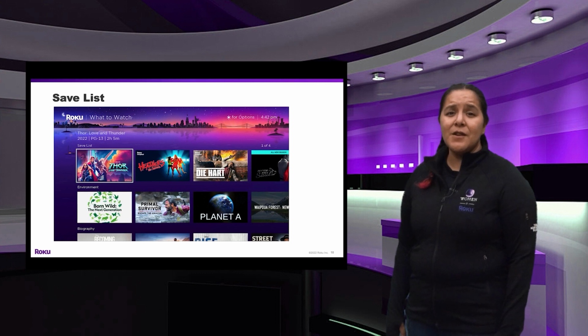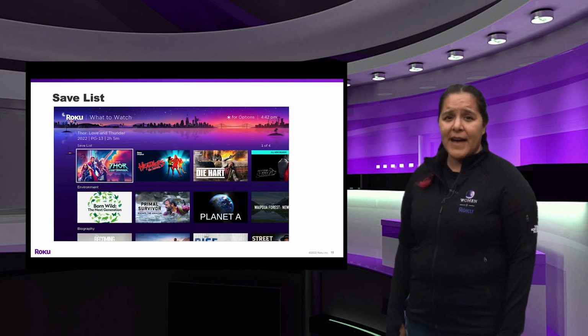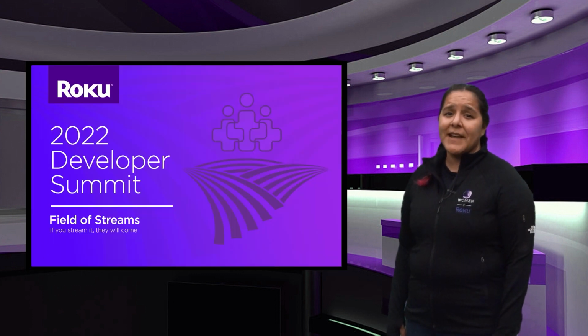Save List is a new on-device feature included in Roku OS 11.5 that allows users to search for and add a title to their personalized Save List row in the What to Watch screen. In addition to this new feature, another search enhancement is coming for channel developers.